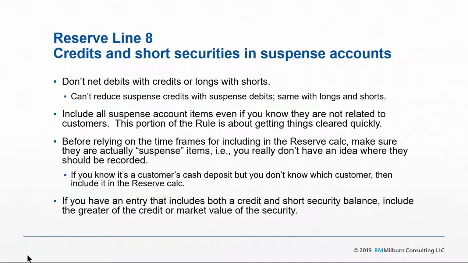For reserve line 8, credits and short securities and suspense accounts. If you've ever worked in accounting before, you know that you make use of suspense accounts when you receive something and you're not exactly sure which account to place it in. A couple things here: don't net your debits with credits or your longs with shorts. Also include all suspense account items even if you know they're not related to the customers. This portion of the rule is about getting things cleared quickly. This is a penalty. In other words, the firm is locking up cash because their operations is inefficient.